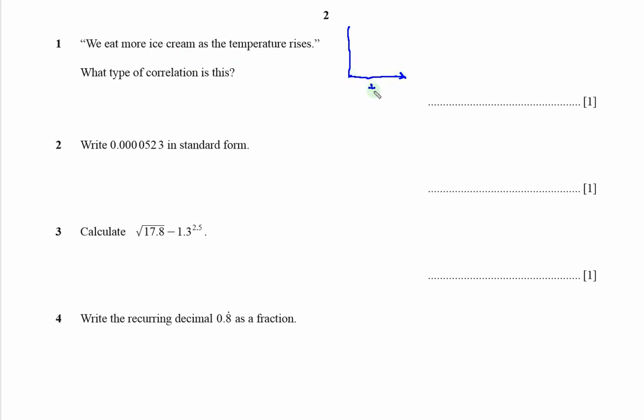Okay, this is the temperature. This one is the amount of ice cream consumed. So as the temperature goes up, the amount of ice cream consumed increases. So this is a positive correlation.